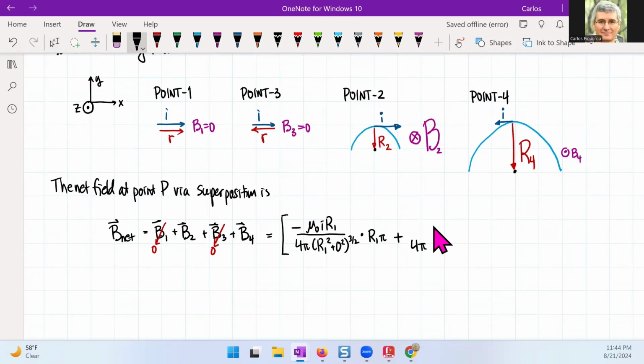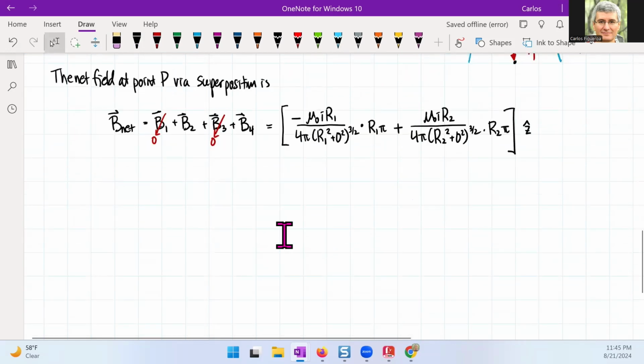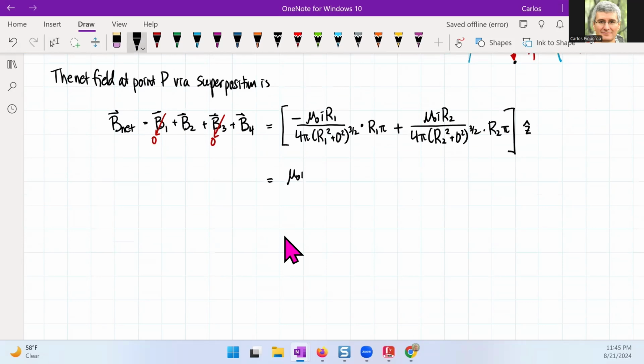So then I should have 4 pi (R2 squared plus 0 squared) to the 3 halves. And this will be mu naught I R2, and this will also be R2 pi. And of course, this is going to be in the Z direction. So if I clean this up, what do I actually find here? I find that the magnetic field here should be mu naught I divided by 4 times the quantity 1 over R1 minus 1 over R2 in the Z direction. And of course, I have to put a minus sign out here. And this is going to be the net magnetic field.